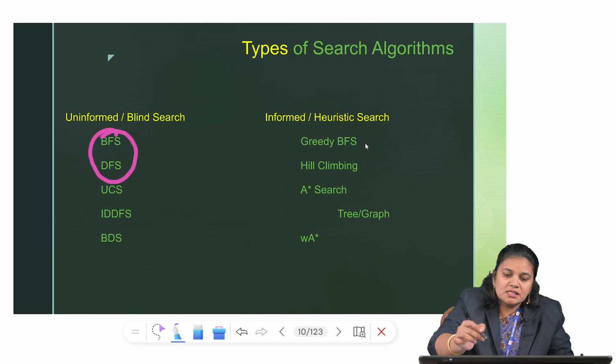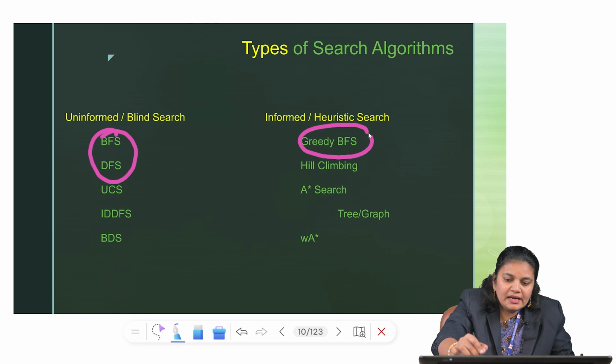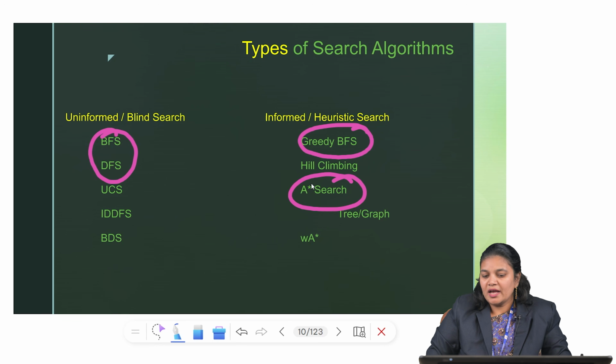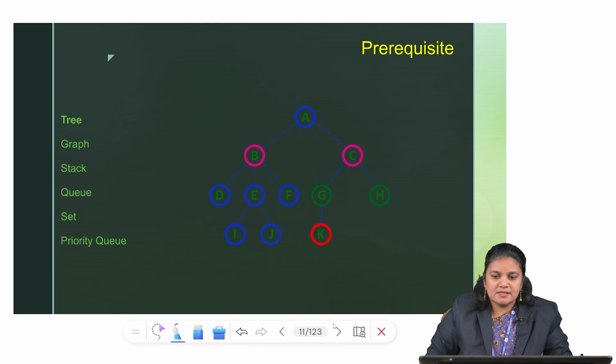So among these, today we will be seeing the greedy best first search as well as A-star search algorithms. So these four algorithms we will be solving today on the same graph, so that we can have a comparative study on the informed and uninformed search algorithms. We'll see how their properties are working and how they are supporting the search techniques.